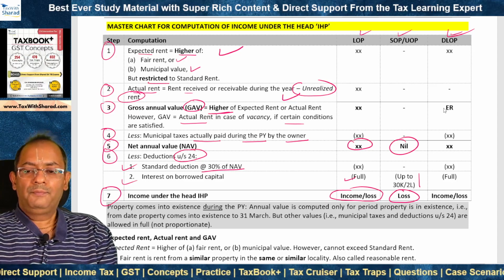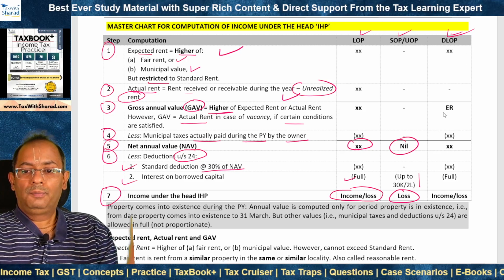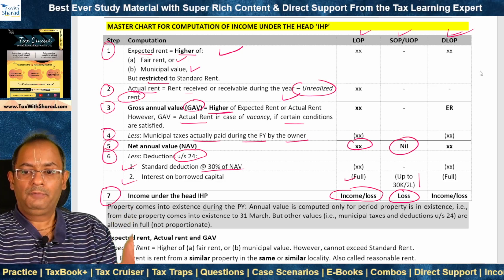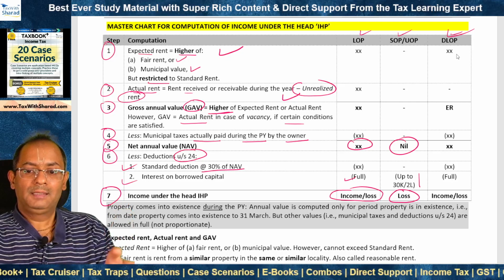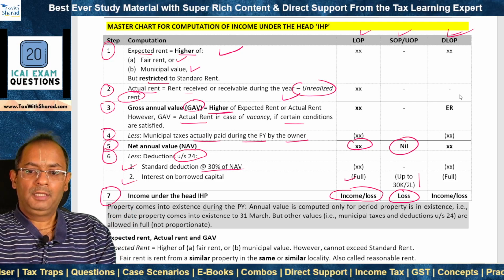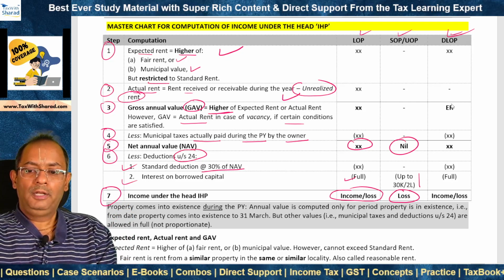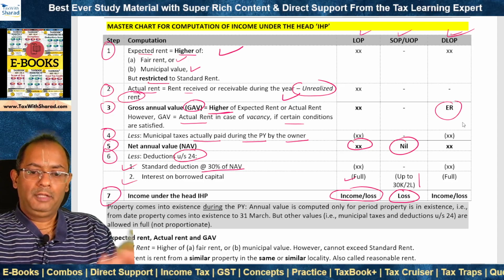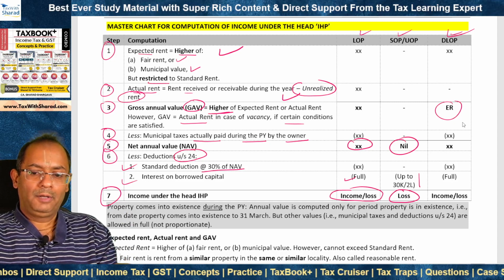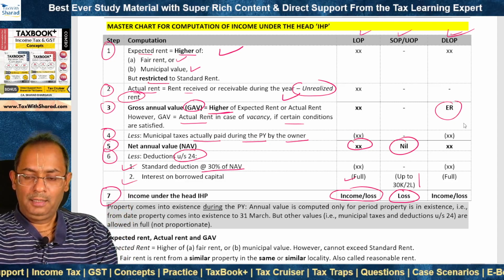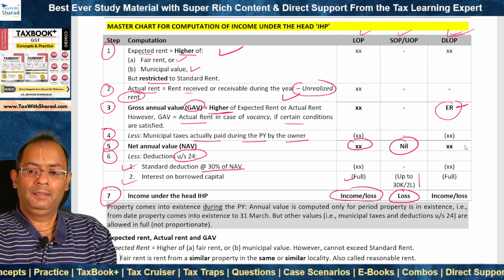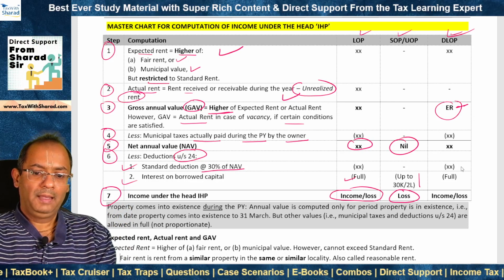Now DLOP, as we have noted, though the property is not a let out property, it is deemed to be let out property. So therefore the computation is the same as that of LOP, but the only difference is while computing GAV. GAV in the case of DLOP is not the higher of expected rent or actual rent, because there is no actual rent in the case of DLOP, and therefore by default the GAV becomes the expected rent. The other steps remain the same as that for LOP.